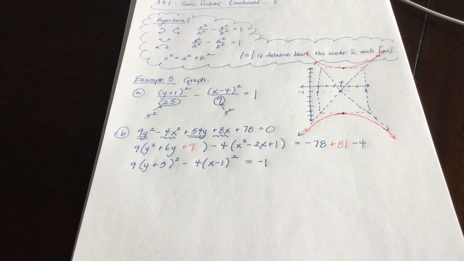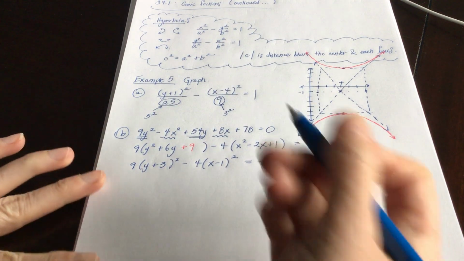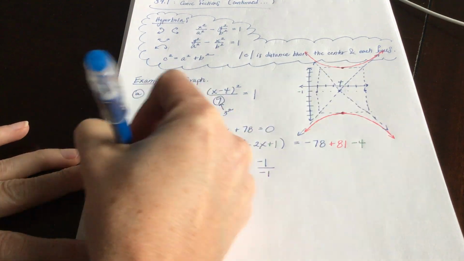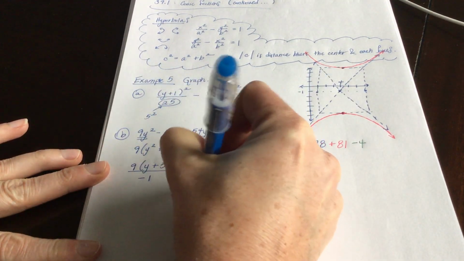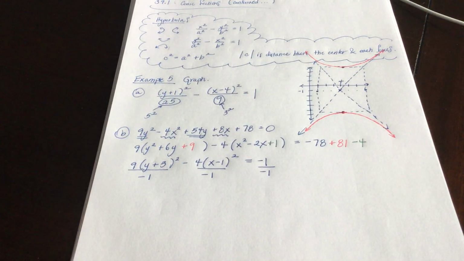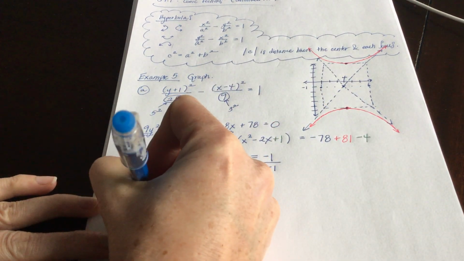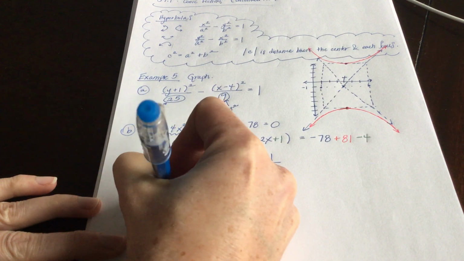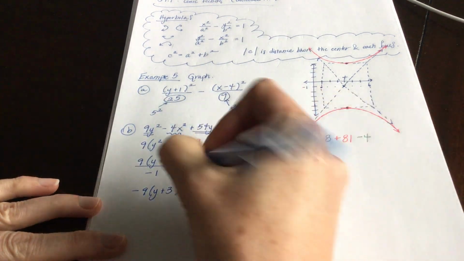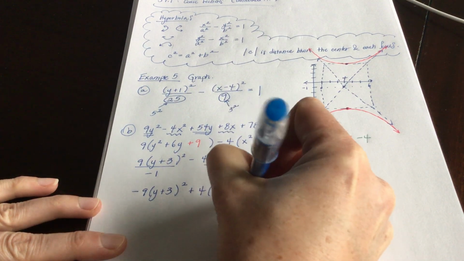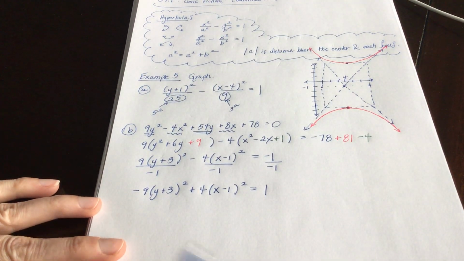Now the negative 1 gives some folks a bit of an uh-oh moment, but we know how to turn that into a positive 1. You could multiply or divide by negative 1, okay? So now what do I have? I have negative 9 times the quantity y plus 3 squared plus 4 times the quantity x minus 1 squared equals 1. And come on, that's adorable.